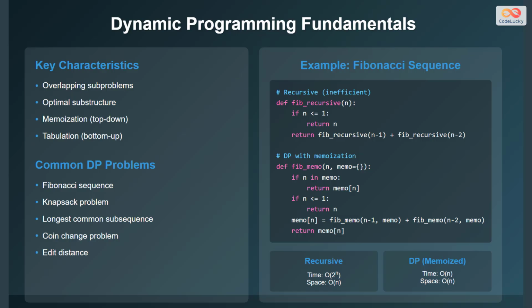Here are some common DP problems. We have the Fibonacci sequence, knapsack problem, longest common subsequence, coin change problem, and edit distance. Let's look at the Fibonacci sequence as an example.